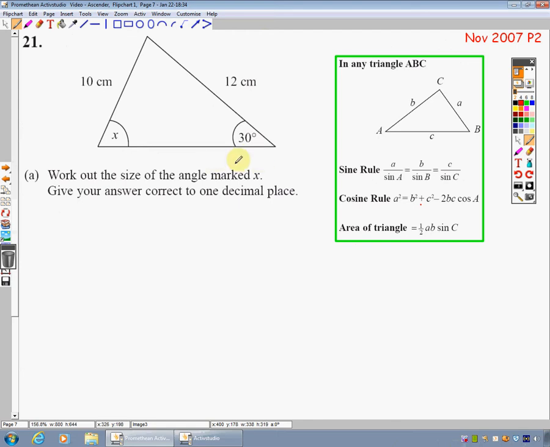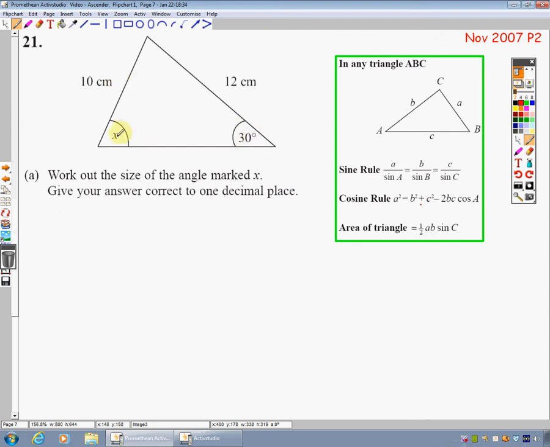The tip in spotting the difference between the sine rule and the cosine rule is that the sine rule will have a couple of angles involved. Either they'll give you 2 angles and a side and ask you to find the other side, or they'll give you 2 sides and an angle and ask you to find the other angle. Either way, there'll be 2 angles involved in the sine rule. So that's how we know that this one here is the sine rule.